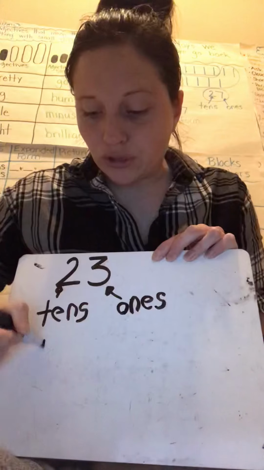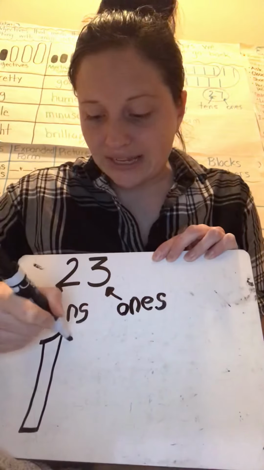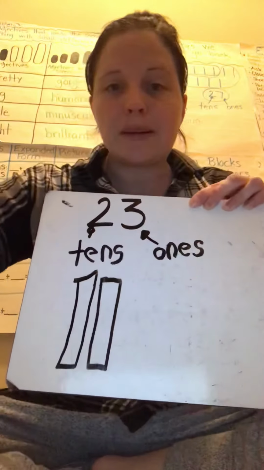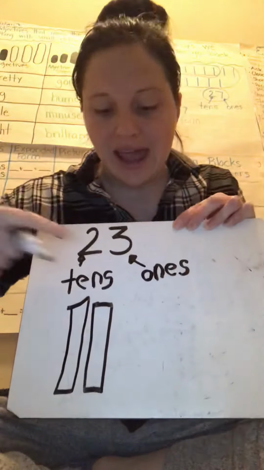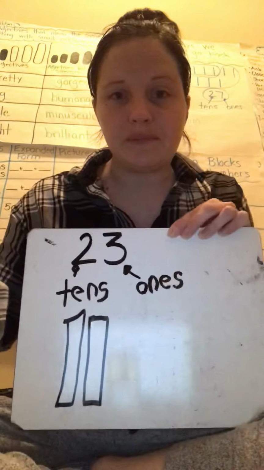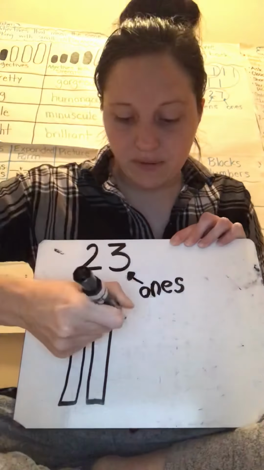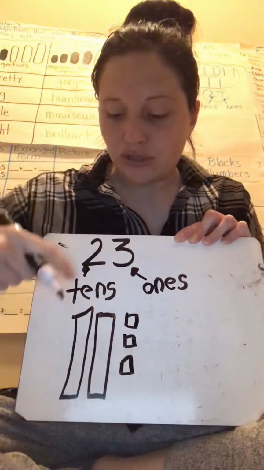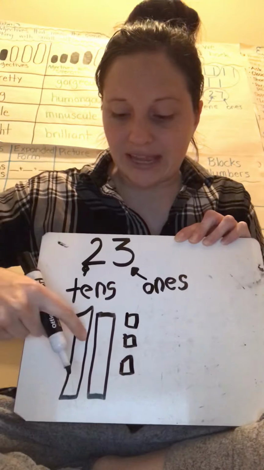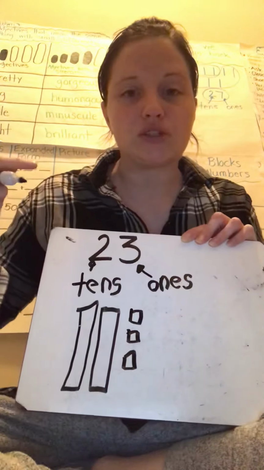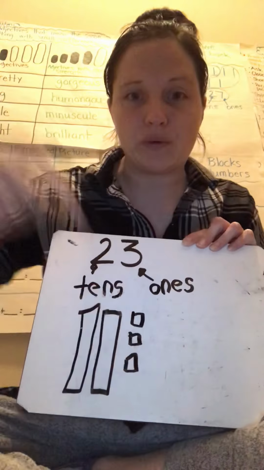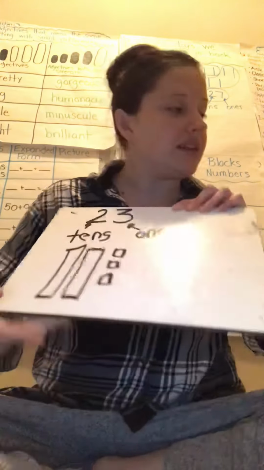Right, I need 2 10s because 2 10s equals 20. So my 2 10s, my 2 base 10 blocks. And how many 1s do I need? Right, I have a 3 in my 1s, so I need 3 1s. So my 2 10s and my 3 1s makes 23 because we have 10, 20, 21, 22, 23. All right, let's get ready for another one.